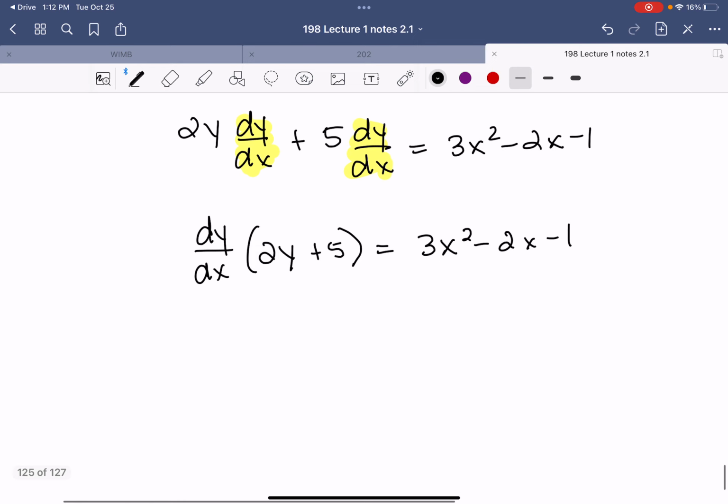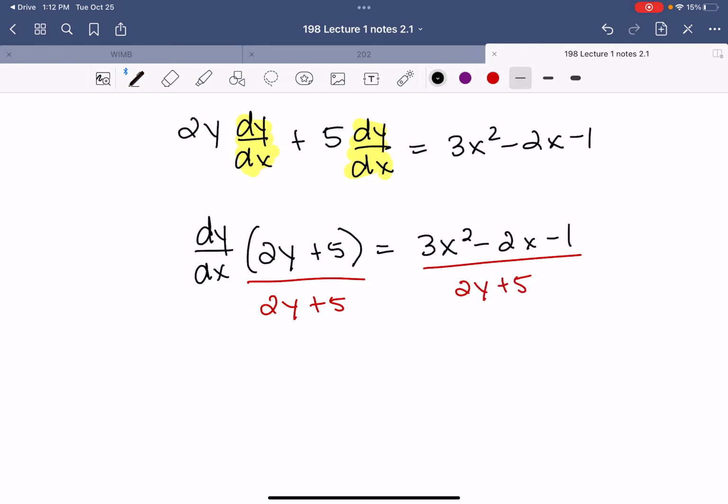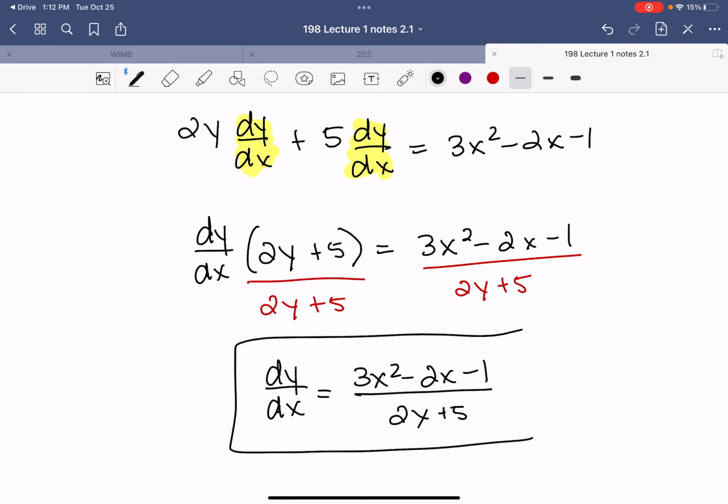And then I want to solve for dy/dx, so I'm going to divide both sides by 2y plus 5, and that'll get me the dy/dx by itself. And so now I have that the derivative of y with respect to x is 3x squared minus 2x minus 1 all over 2y plus 5. And that's my derivative.